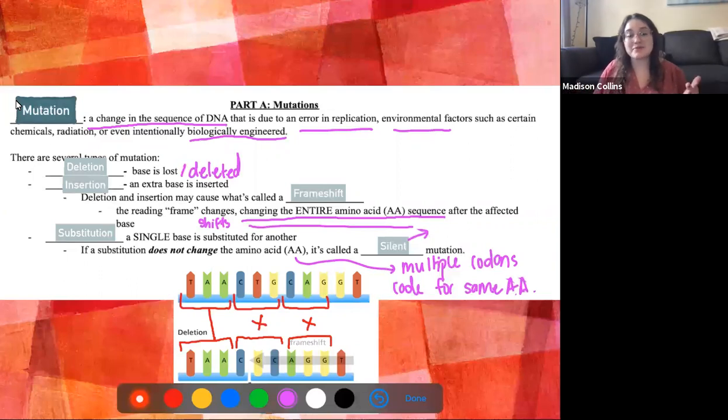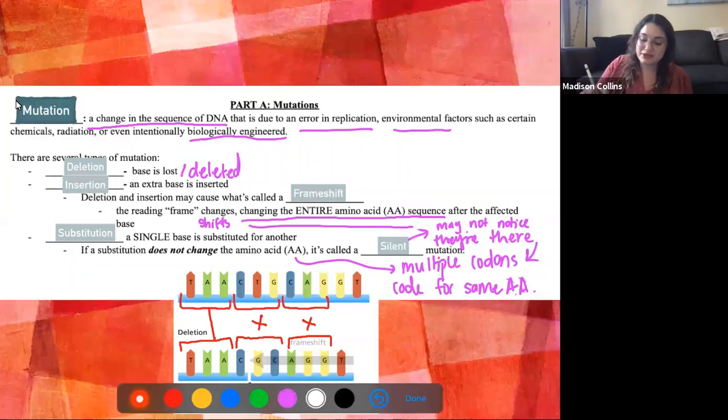But the same thing happens with your amino acid sequences. If there's an accidental substitution that doesn't actually change the amino acid, you're good because the same protein is coded for, which doesn't affect you, right? So silent mutations, we may not notice they're there. And the reason we may not notice they're there is because multiple codons sometimes code for the same amino acid. And that same amino acid means the same protein.